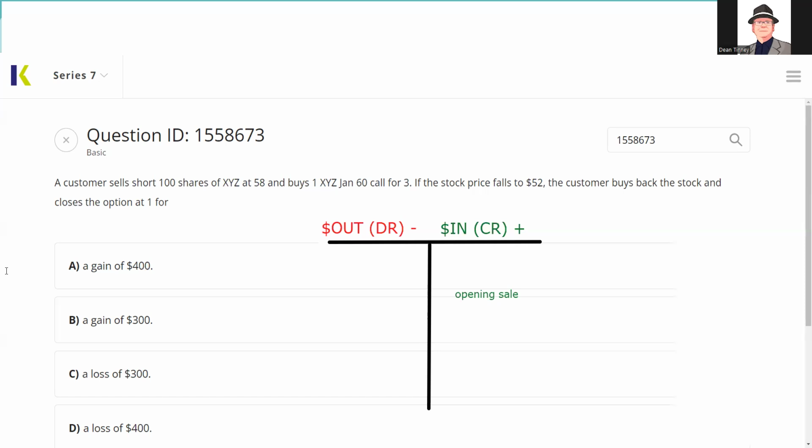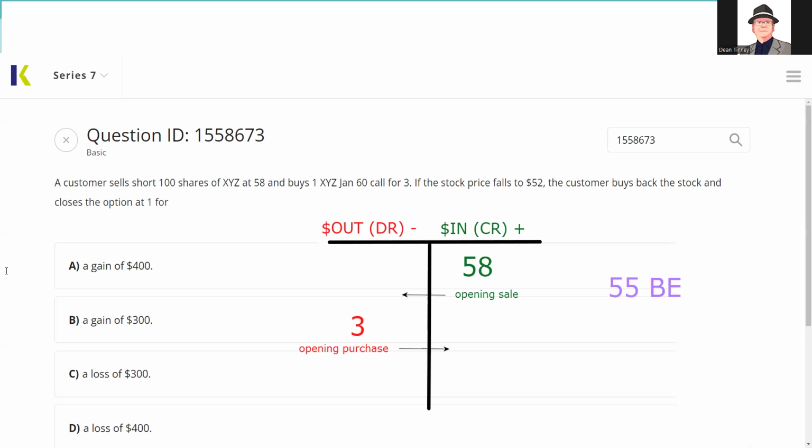As part of the initial setup here, I'm doing an opening sale. Opening sales are used to establish or add to short positions. I'm doing an opening purchase. Opening purchases are used to establish or add to a long position. So I did my opening sale on the stock at 58. I did my opening purchase on the protection because that's what that call is doing, protecting the short stock position, at 3. That's my initial setup.